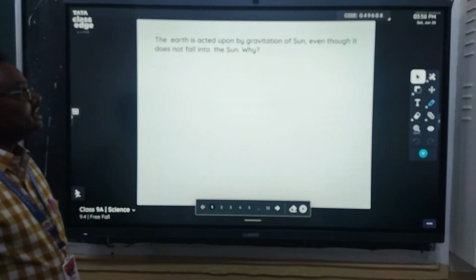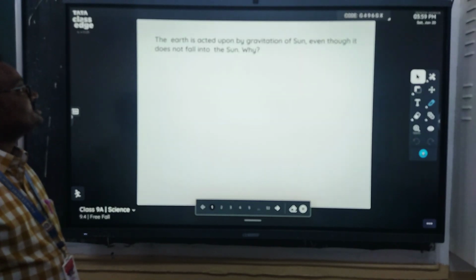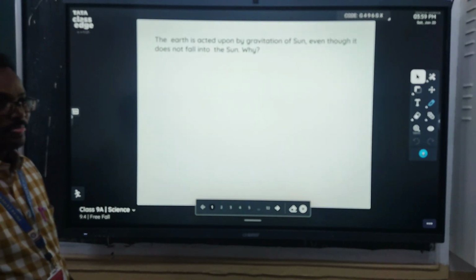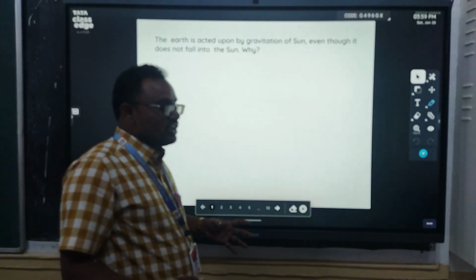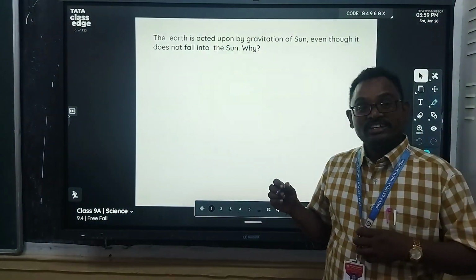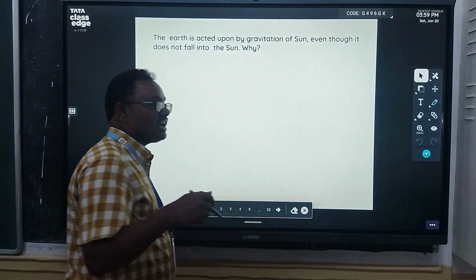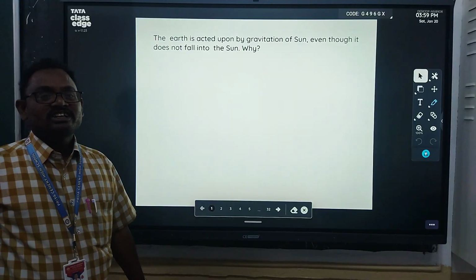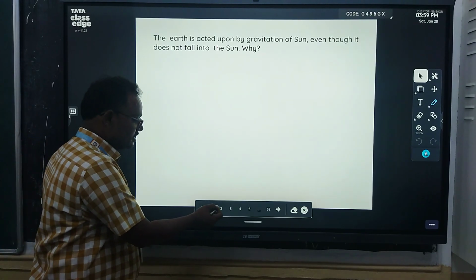Now, see this one. The earth is acted upon by the gravitation of the sun, even though it does not fall into the sun. Why? The sun attracts all the planets towards it, but at the same time the planets also attract the sun towards them. But here the mass of the sun is more. Due to that, there will be a centripetal force acting on the body, so the planets take a curved path around the sun. They cannot fall into the sun.